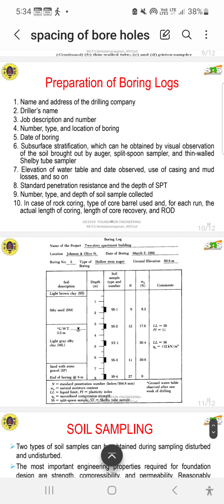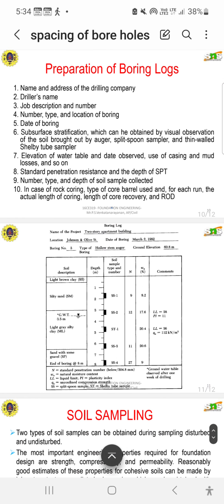First one is the name and address of the drilling company, driller's name, job description and number, and type and location of boring, and the date of boring is mentioned. The number, type and location of boring are compulsory. Then next one is visual observation of the soil brought up by the auger, split spoon sampler, thin wall sampler or Shelby tube sampler. What type of sampler we have used, by using that we visualize the observation of soil for subsoil stratification.